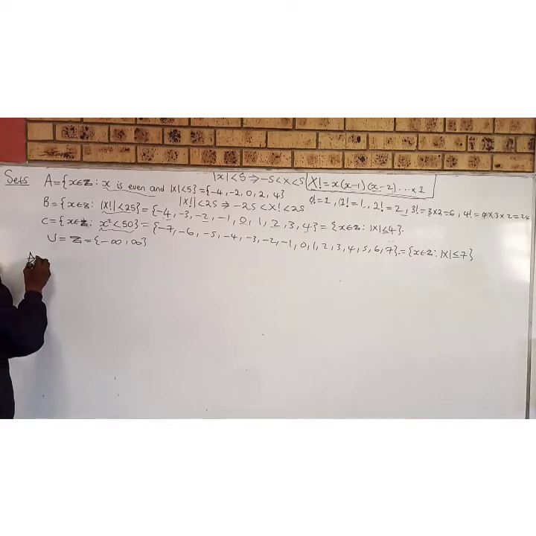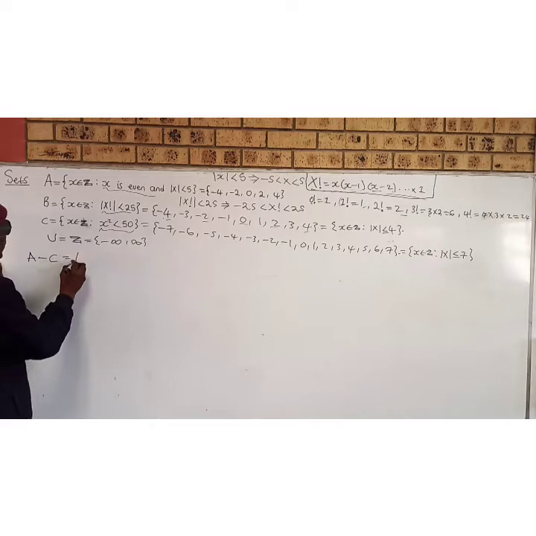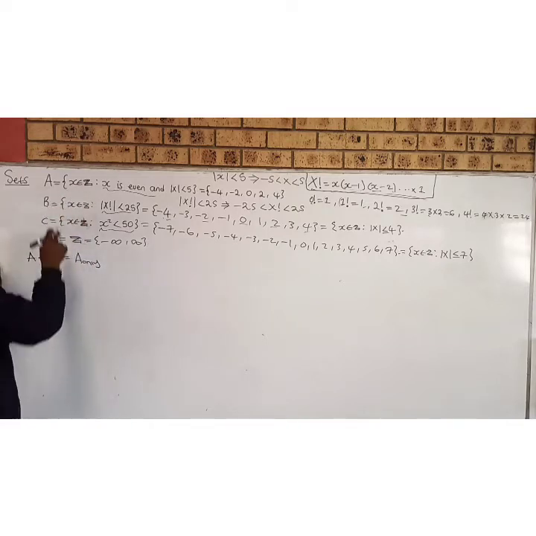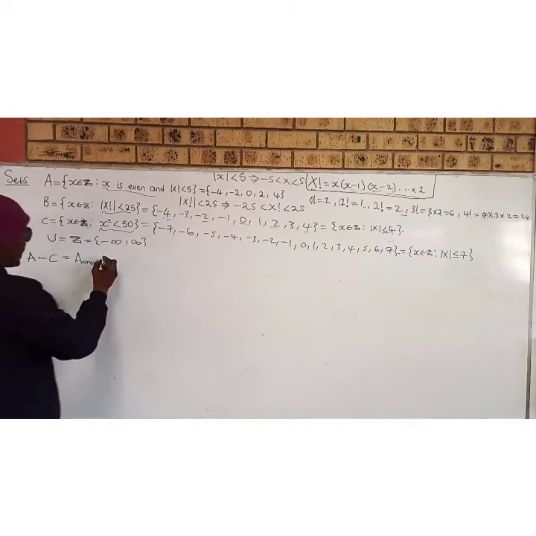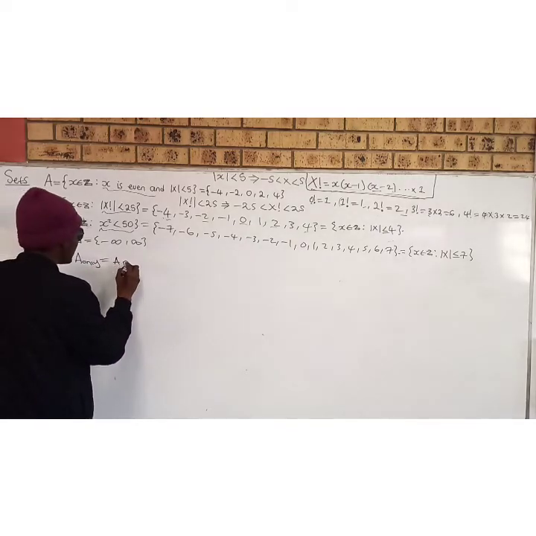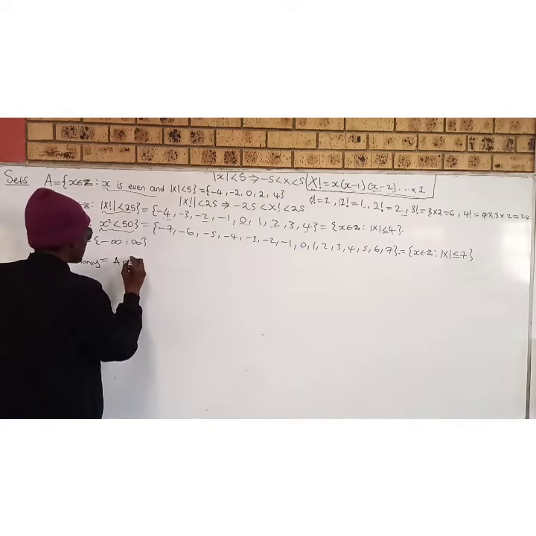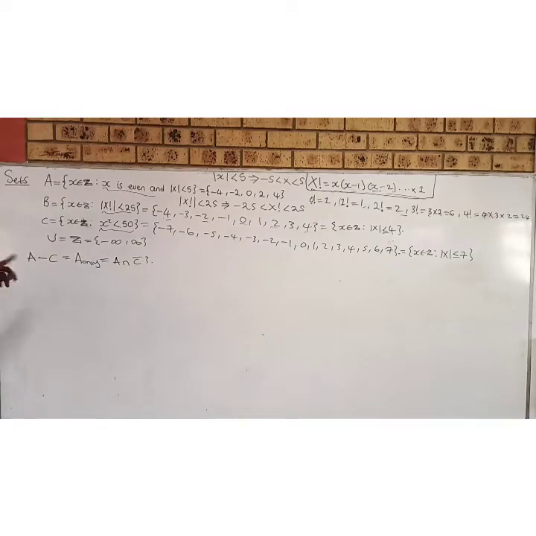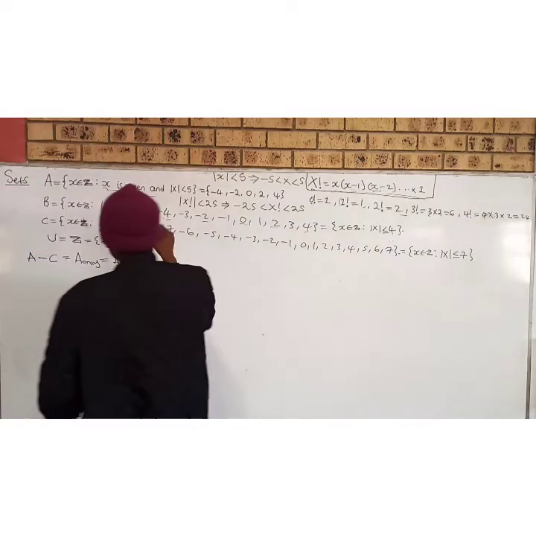Set A minus C. How can we define this set? We want to find out if we have A only. Do you have a set called A only from these three sets? In other words, we are looking for the set A intersect C complement. So first things first, we have to define C complement.